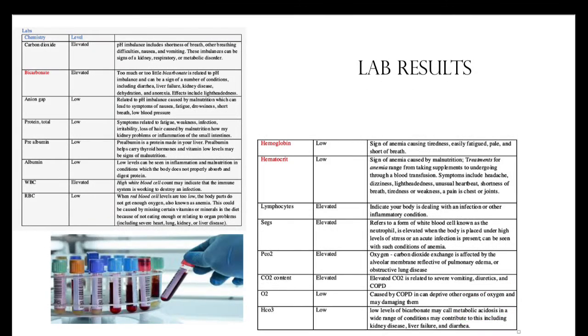Reviewing her labs, carbon dioxide and bicarbonate are elevated, caused by a pH imbalance linked to signs of kidney disease, respiratory, or metabolic disorder, such as COPD. Her anion gap, protein total, prealbumin, and albumin are all low, an inherent link to malnutrition. These symptoms include lightheadedness, fatigue, drowsiness, shortness of breath, and inflammation.